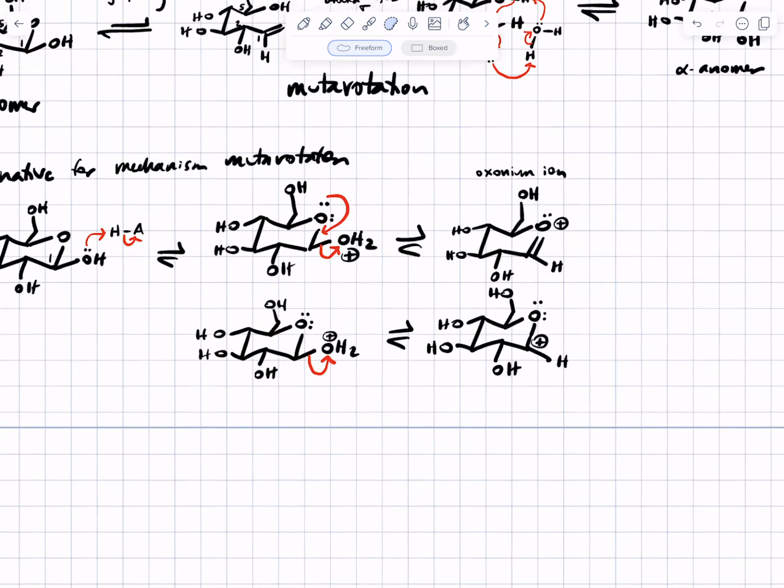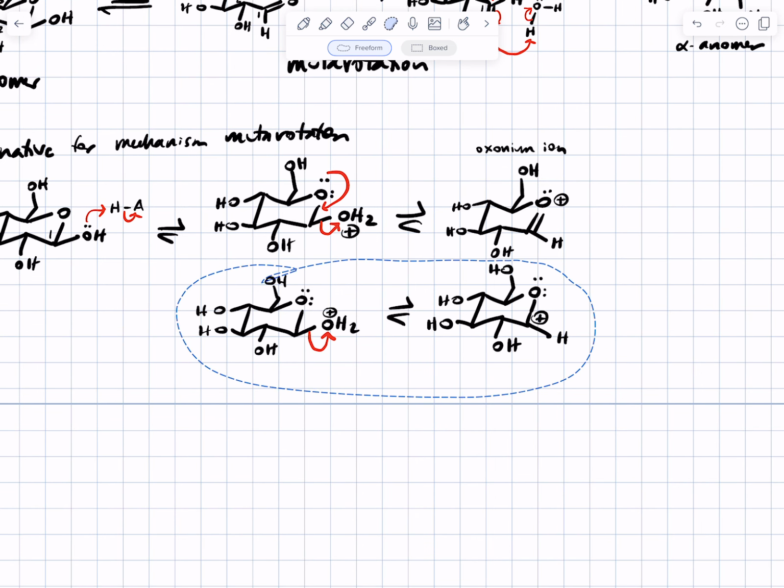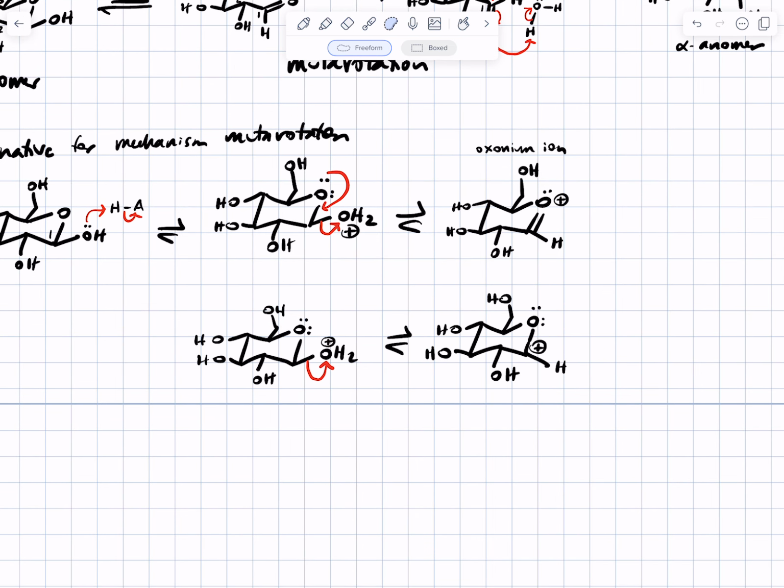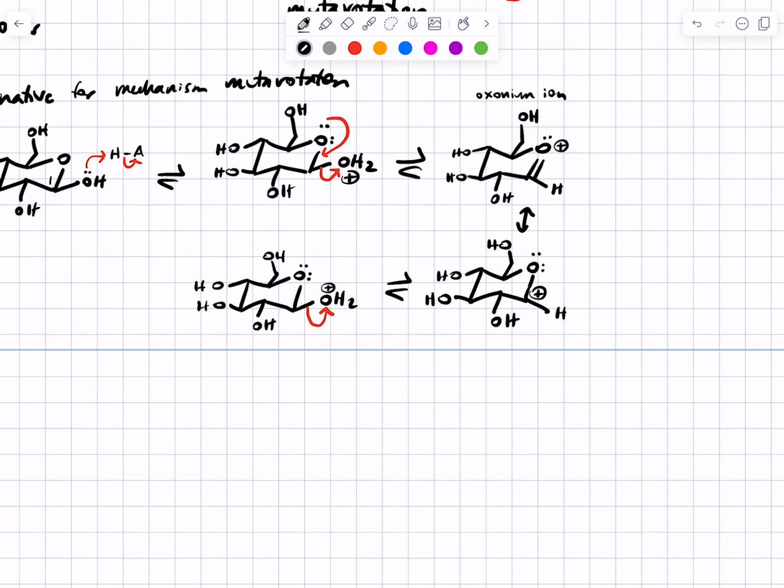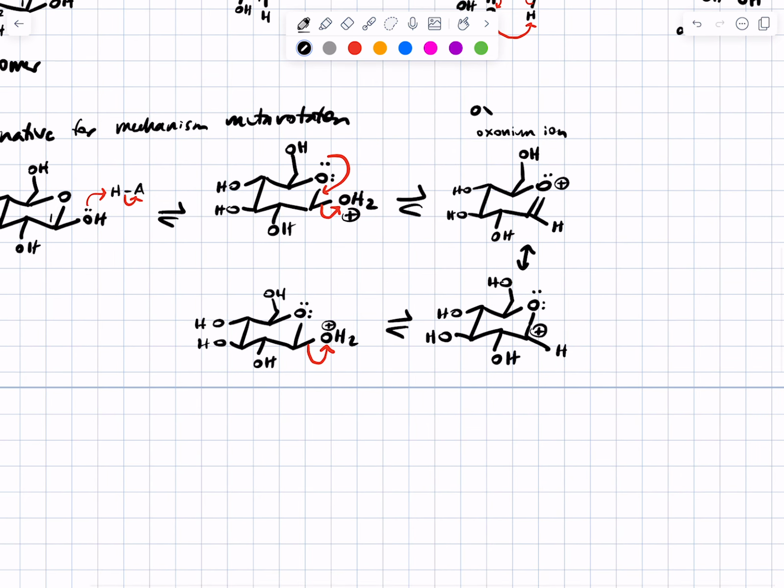So what we've drawn here are two equivalent mechanisms. They have to be equivalent because they lead to things that are resonance structures of each other. The oxonium ion is resonance stabilized. Another word for this oxonium ion is oxocarbenium ion. Carbenium is a term for carbocation. So this is an oxocarbenium ion because you've got a positive charge on the carbon. These are two resonance structures of the same thing. Because oxygen's more electronegative than carbon, you assume that most of that positive charge is felt on the carbon.